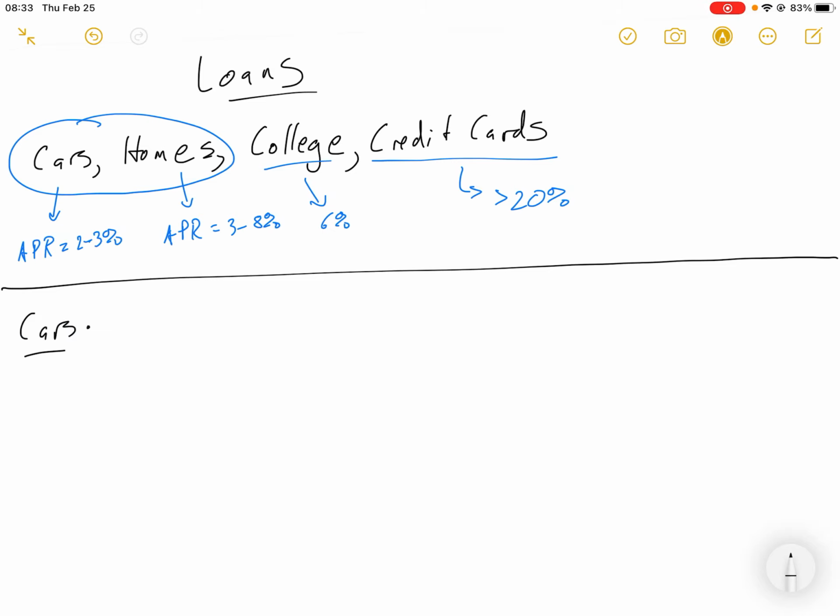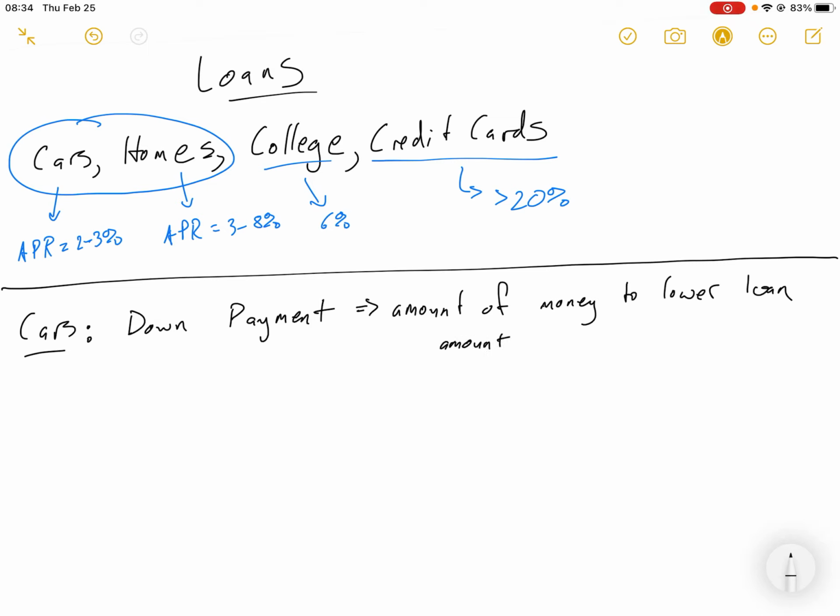Now, with cars, you usually have the option of putting a down payment, and with homes as well. This is some sort of amount of money to lower your loan amount. So let's say, for example, you purchased a $20,000 car. You don't want to take out a loan for $20,000. You have some savings you can spend. So let's say you put a $3,000 down payment. And so now you're only purchasing a $17,000 car.